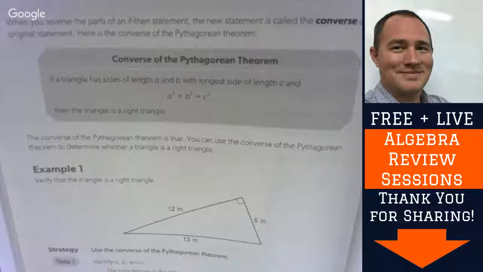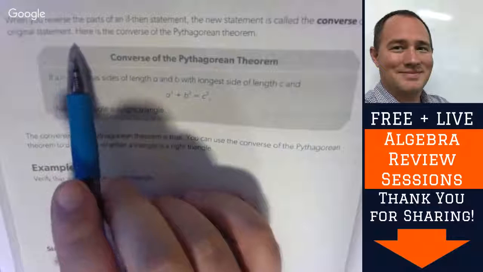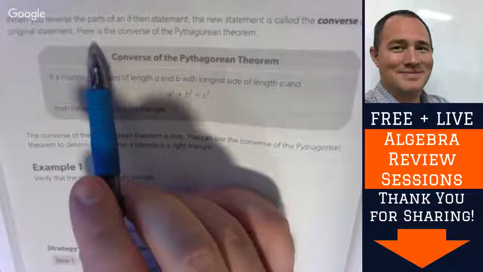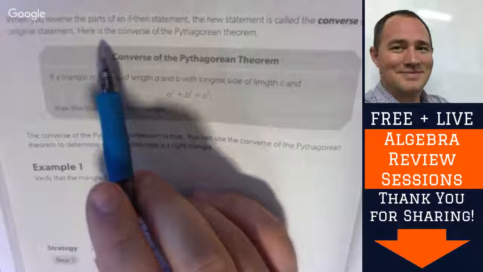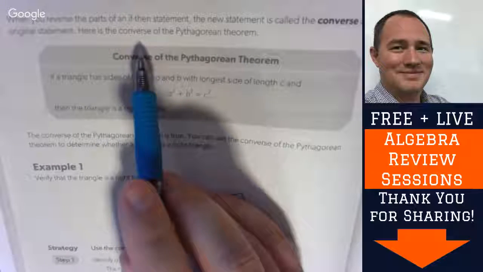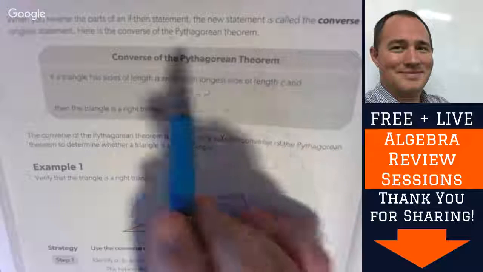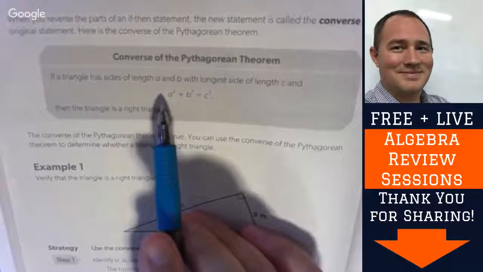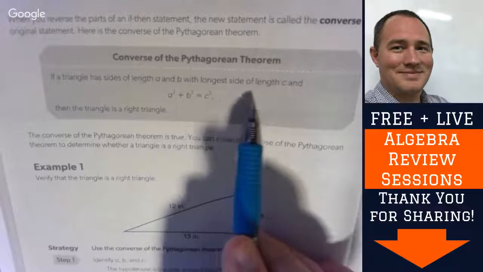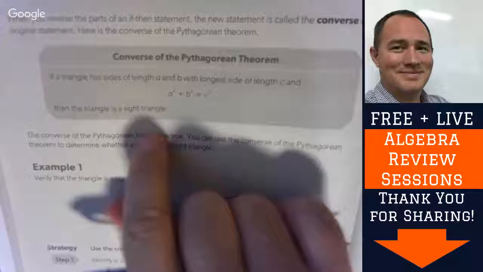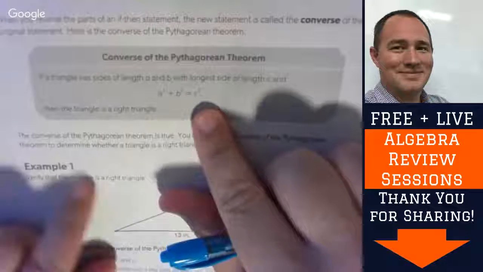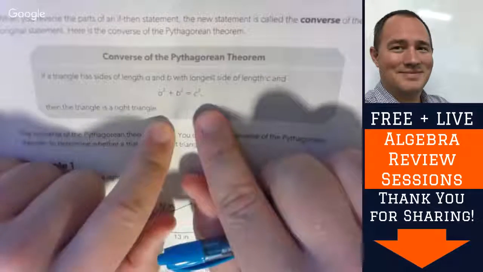Okay, so let's move on to more material here. Keep working on our lesson on the Pythagorean theorem. Okay, so when you reverse the parts of an if-then statement, the new statement is called the converse of the original statement. Here is the converse of the Pythagorean theorem. So, converse of the Pythagorean theorem: if a triangle has side lengths A and B with the longest side of length C, then we will have this relationship. Then the triangle is a right triangle.